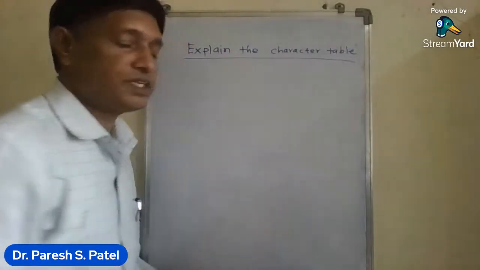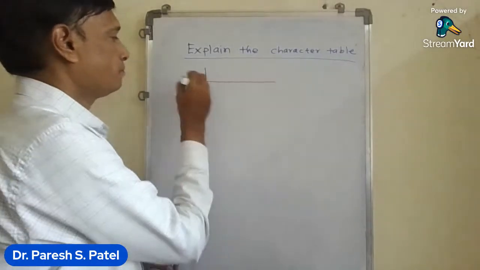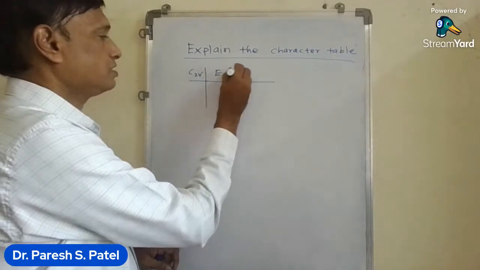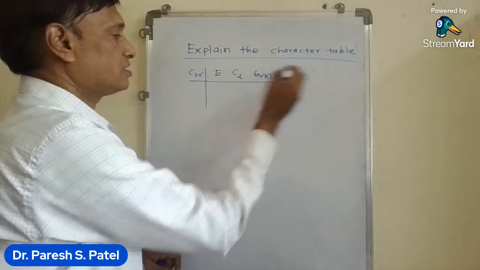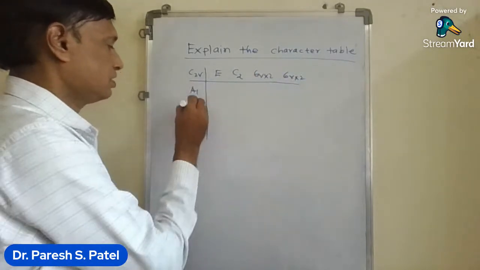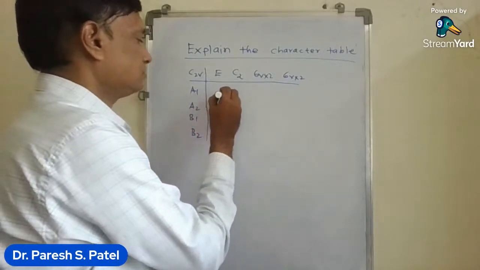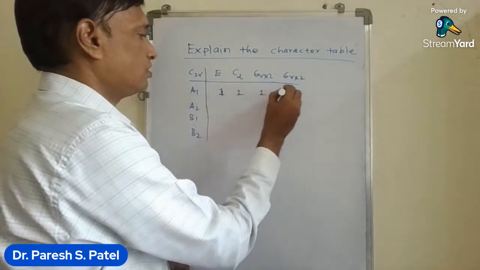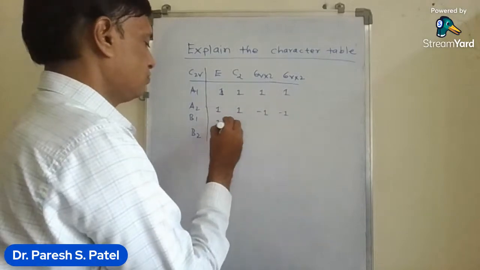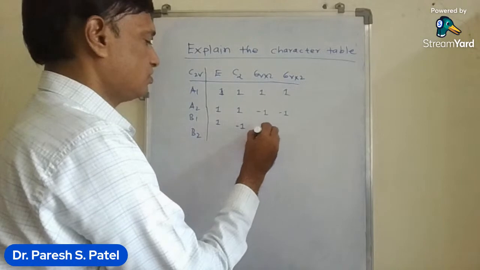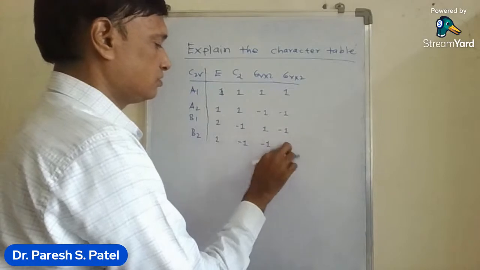Or explain the different areas of the character table. C2v: E, C2, sigma v (xz), sigma v (yz). A1, A2, B1, B2. A1: 1, 1, 1, 1. A2: 1, 1, -1, -1. B1: 1, -1, 1, -1. B2: 1, -1, -1, 1.